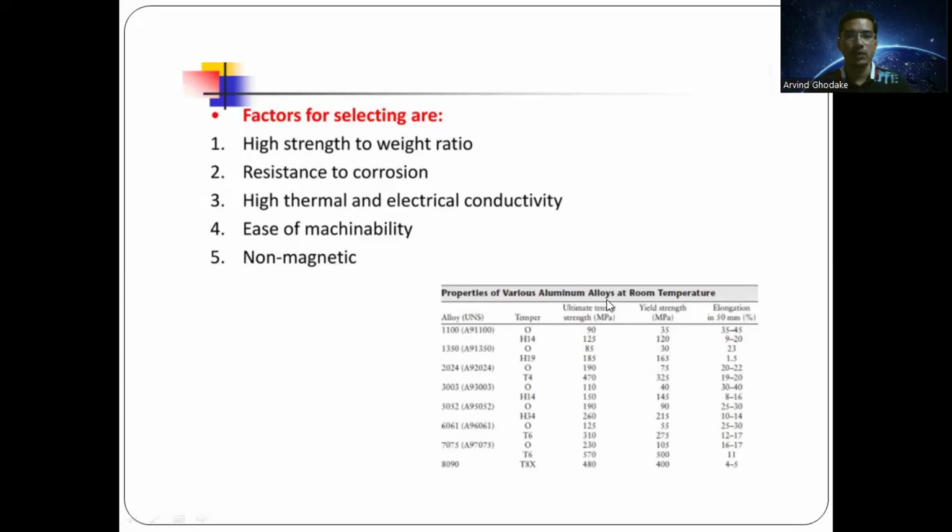The properties of the aluminum alloys at room temperature are mentioned in the table below. For the alloy 1100, the temper is H14. Ultimate tensile strength is 90 and 125, yield strength is 35 and 120, and percentage elongation in 50 mm is 35 to 45. Similarly, another series is there, commonly used as 6061, heat treated to T6. The properties are mentioned below. These are the commonly used various aluminum alloys at room temperature, and their properties are given below.